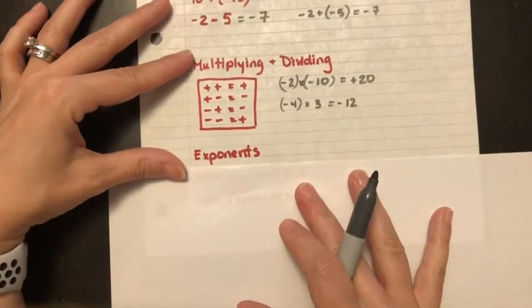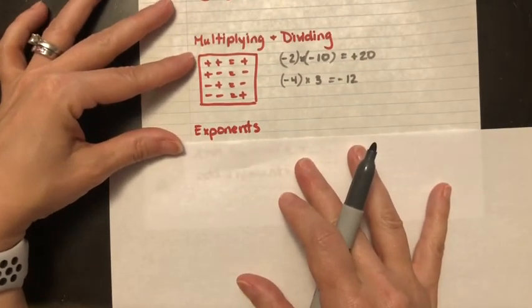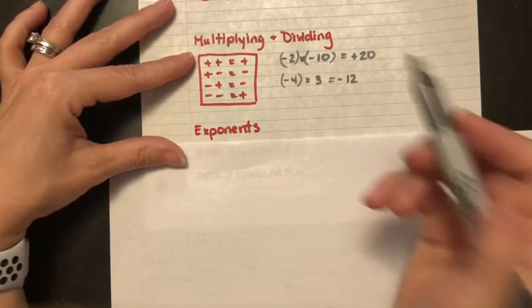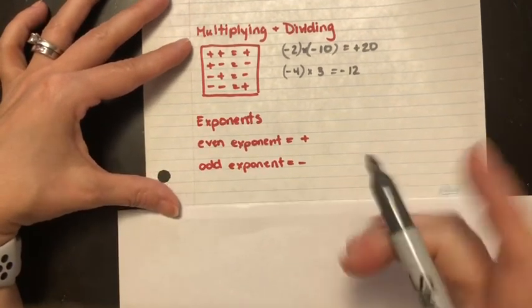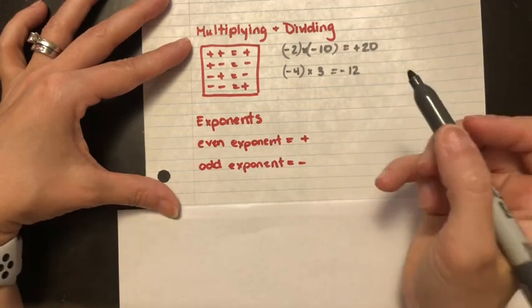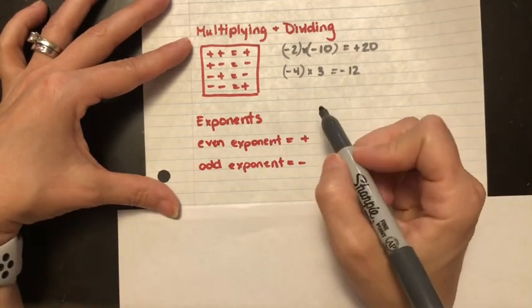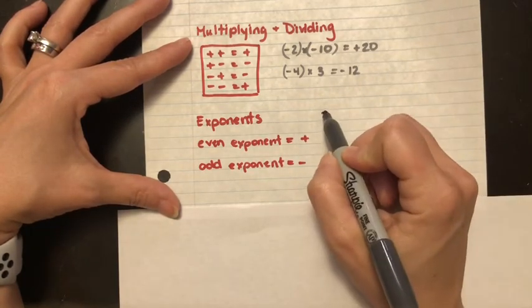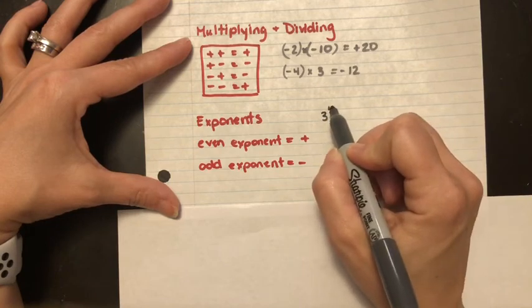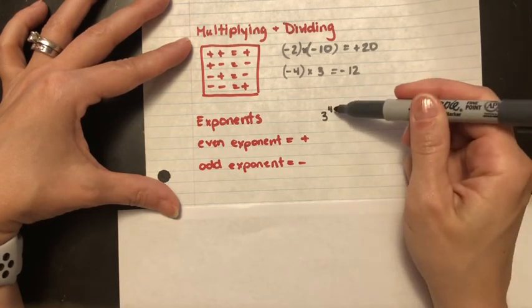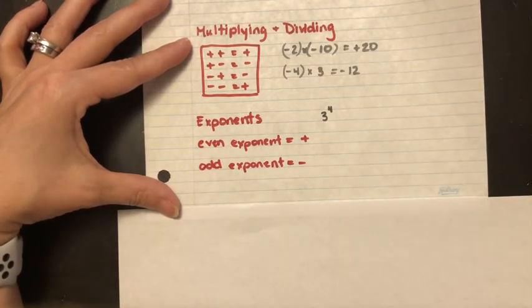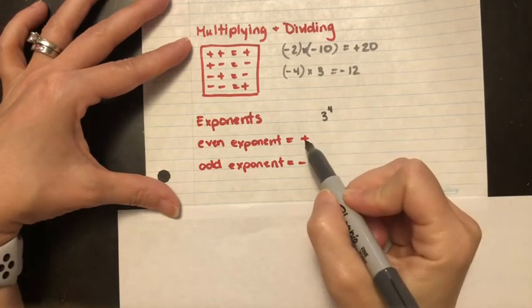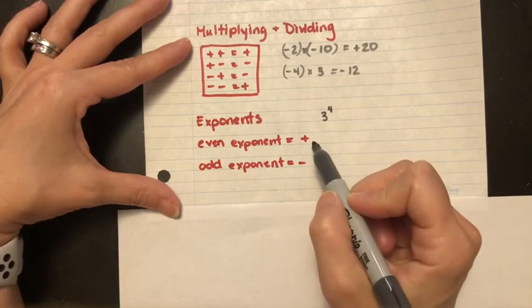All right, exponents. So we know that with exponents, we are just doing repeated multiplication. There's another little rule here. If you have an even exponent, that means regardless of your base, let's say your base is 3, it doesn't matter, but you have the exponent 4 here, that's an even exponent. So 2, 4, 6, 8, 10, 12, 14, 16, 18, these are all even exponents. The answer is going to be a positive.